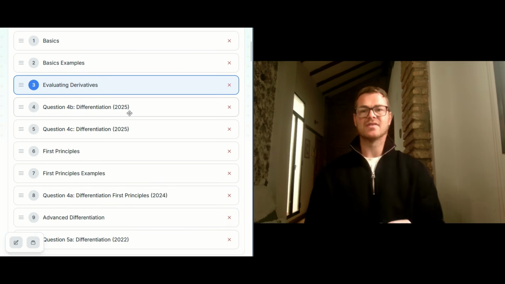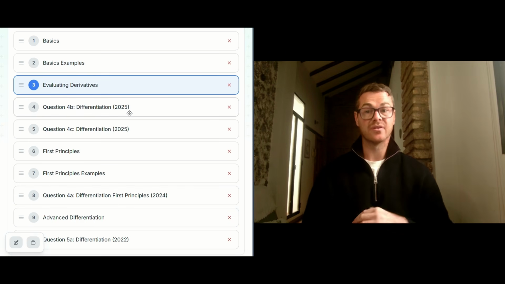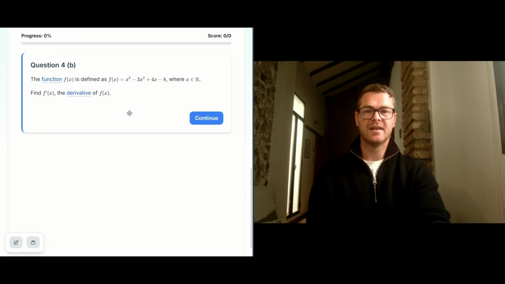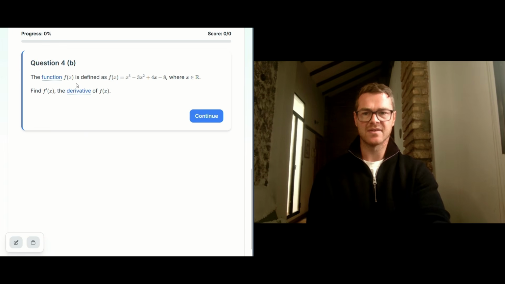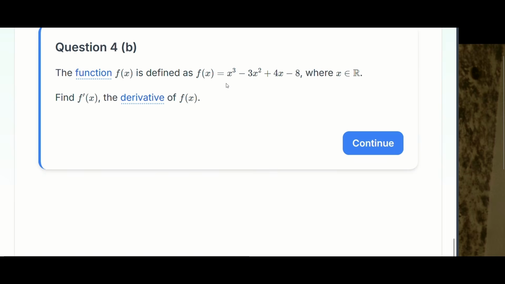So I'm going to go through some exam paper questions now. These are both from 2025 Leaving Cert Ordinary Level. This is question 4b, and you'll see how repetitive these questions can be. So let's zoom in on this.